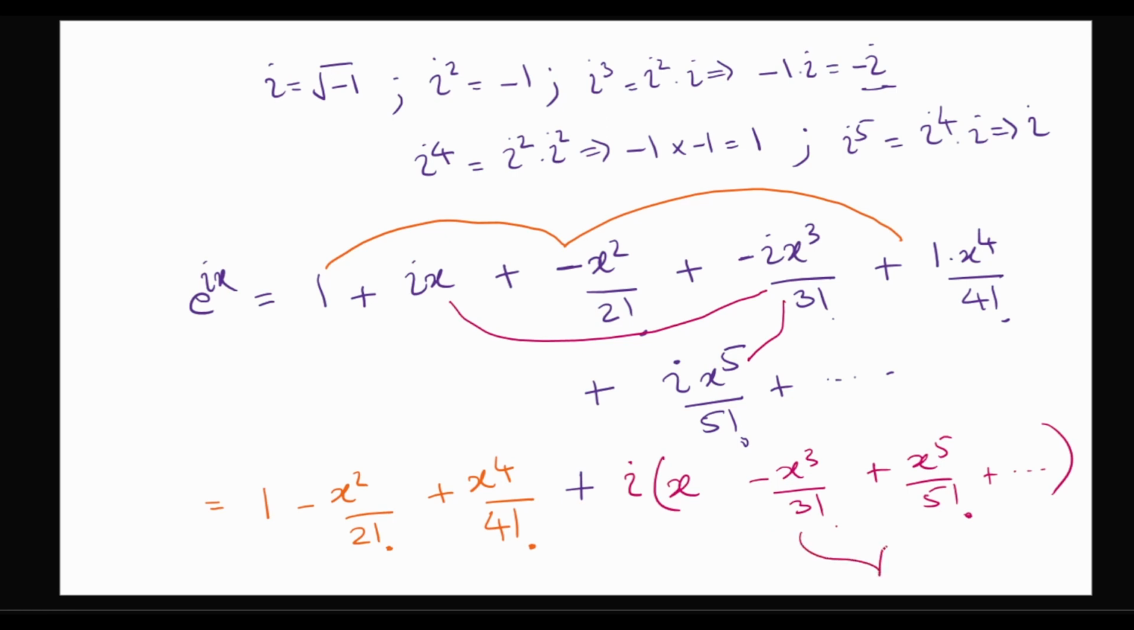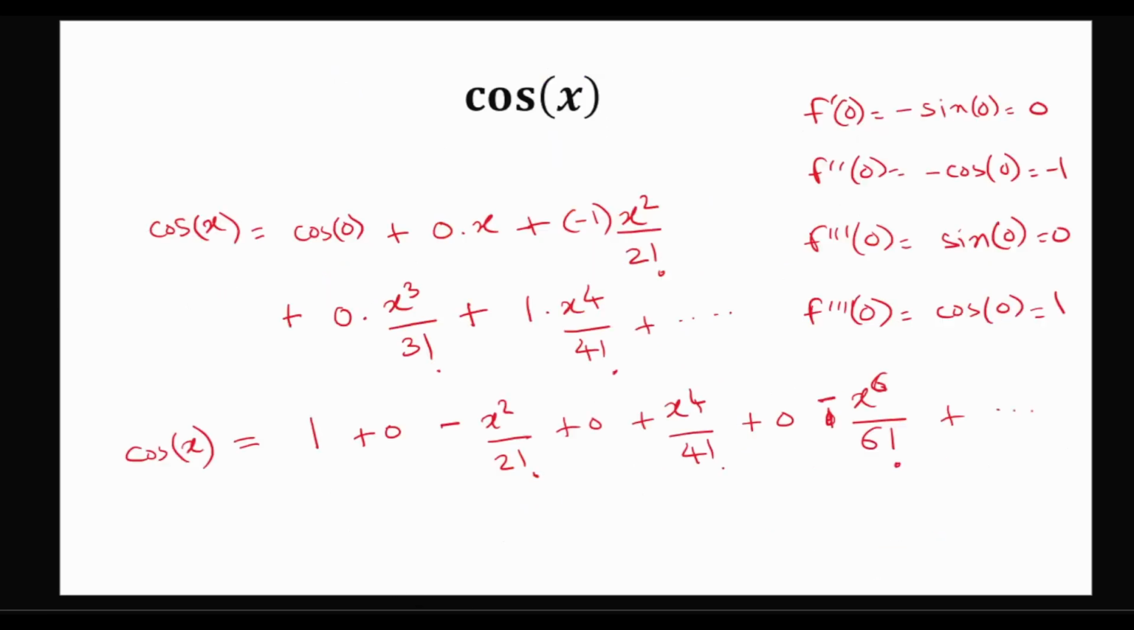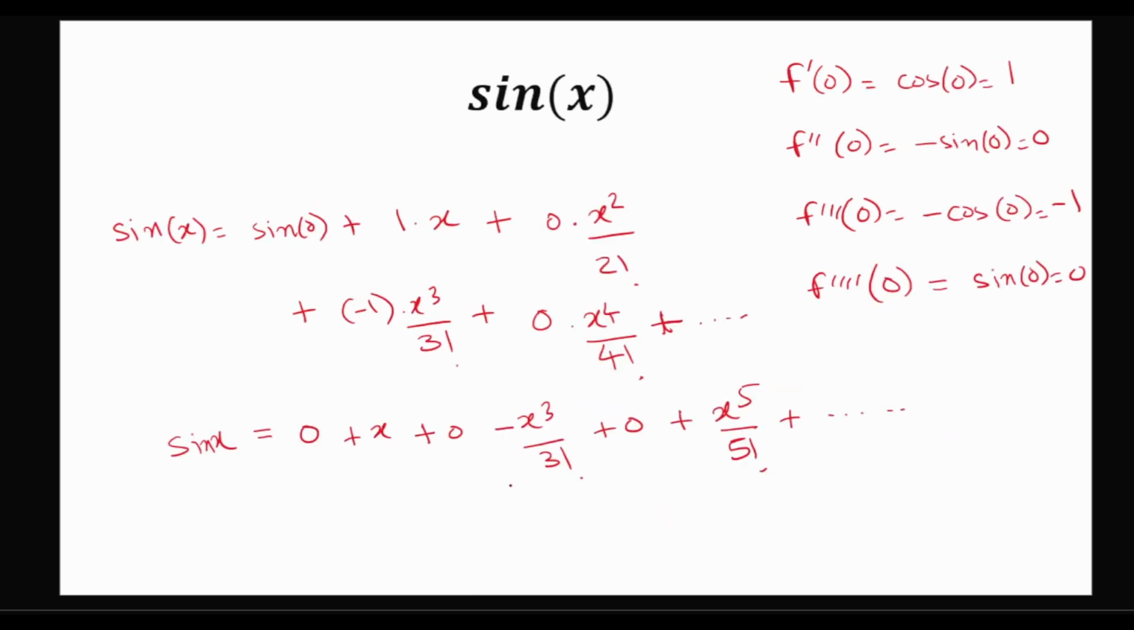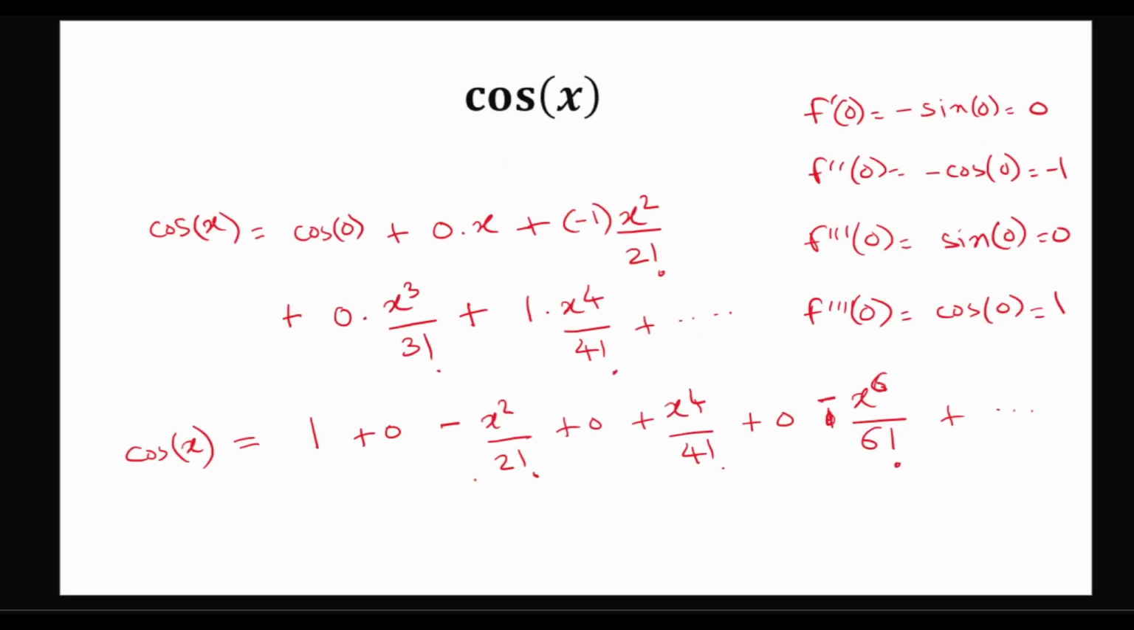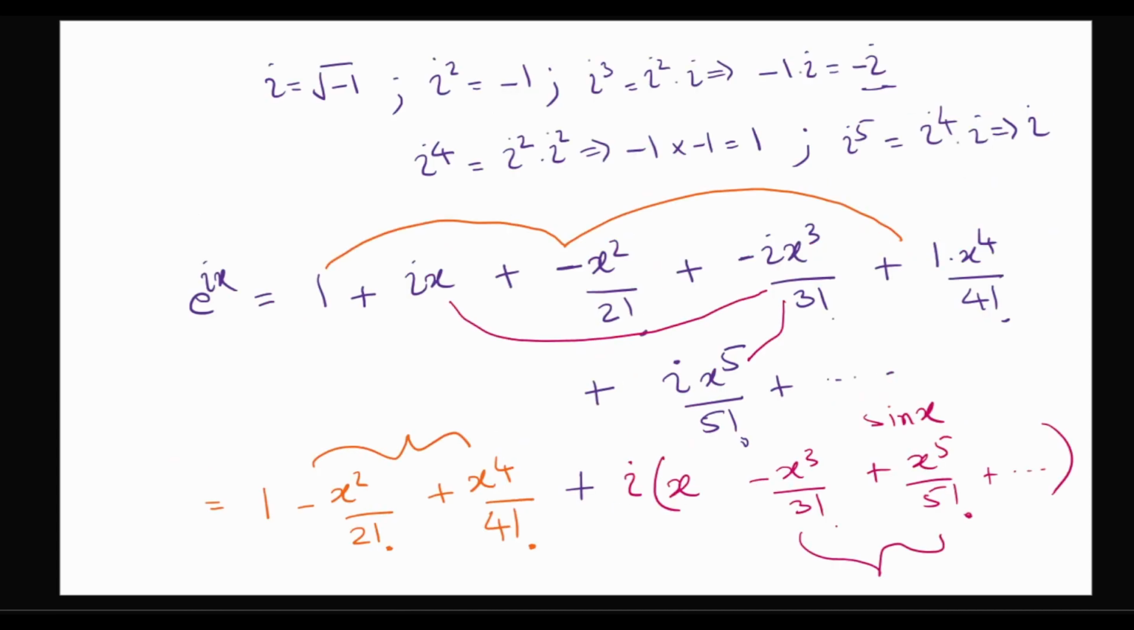So what is this? We have just derived this. This is the Maclaurin series representation of sine of x. So I can replace this with sine of x, and this one is the Maclaurin series representation of cosine of x. So here I can write cosine of x. So now we have derived this relation from the Taylor series expansion: e to the power iota x is equal to cosine of x plus iota times sine of x.